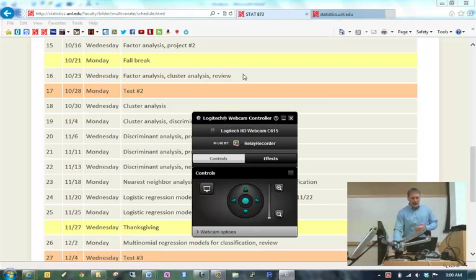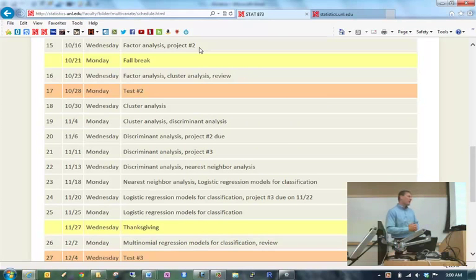Project number 2 I have here listed as today we would discuss. Unfortunately, that will not happen. It ended up taking me 8 hours to grade project number 1, and some of that time I had originally budgeted to putting together project number 2. So I hope to finish putting together project number 2 Thursday or Friday.